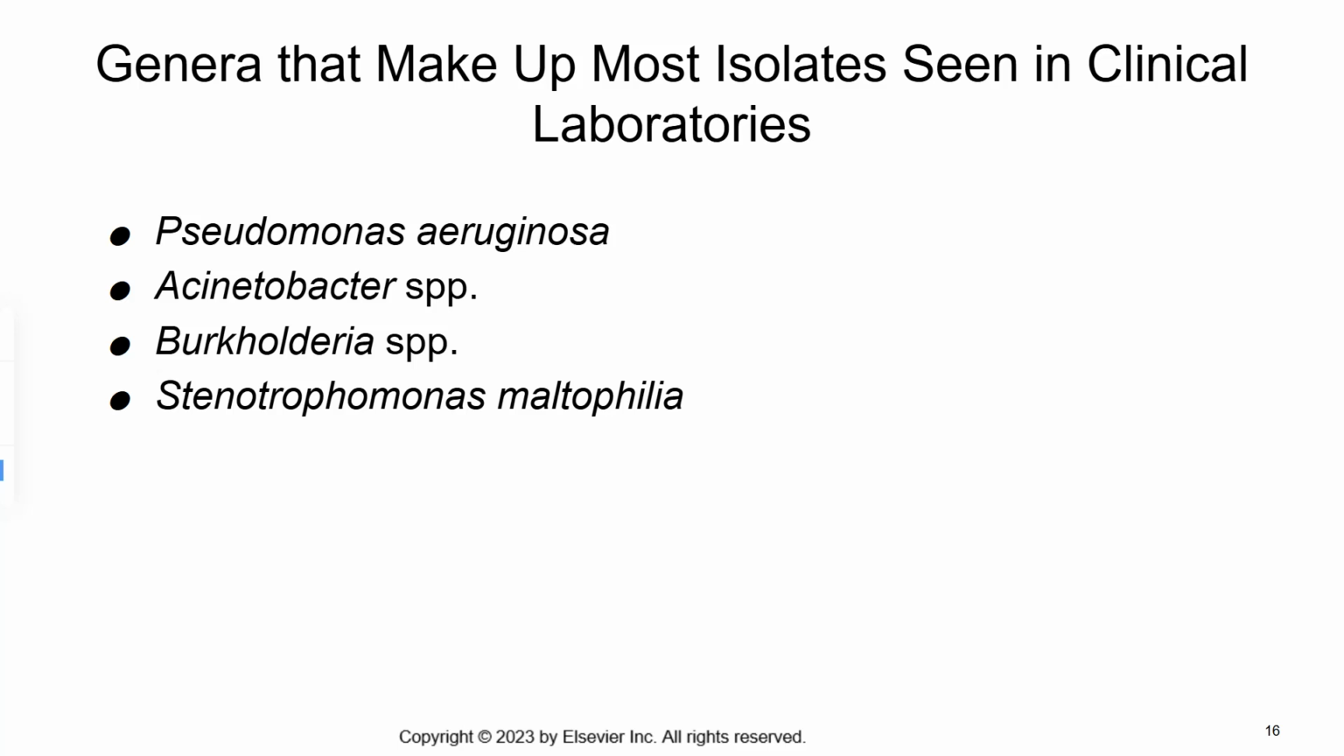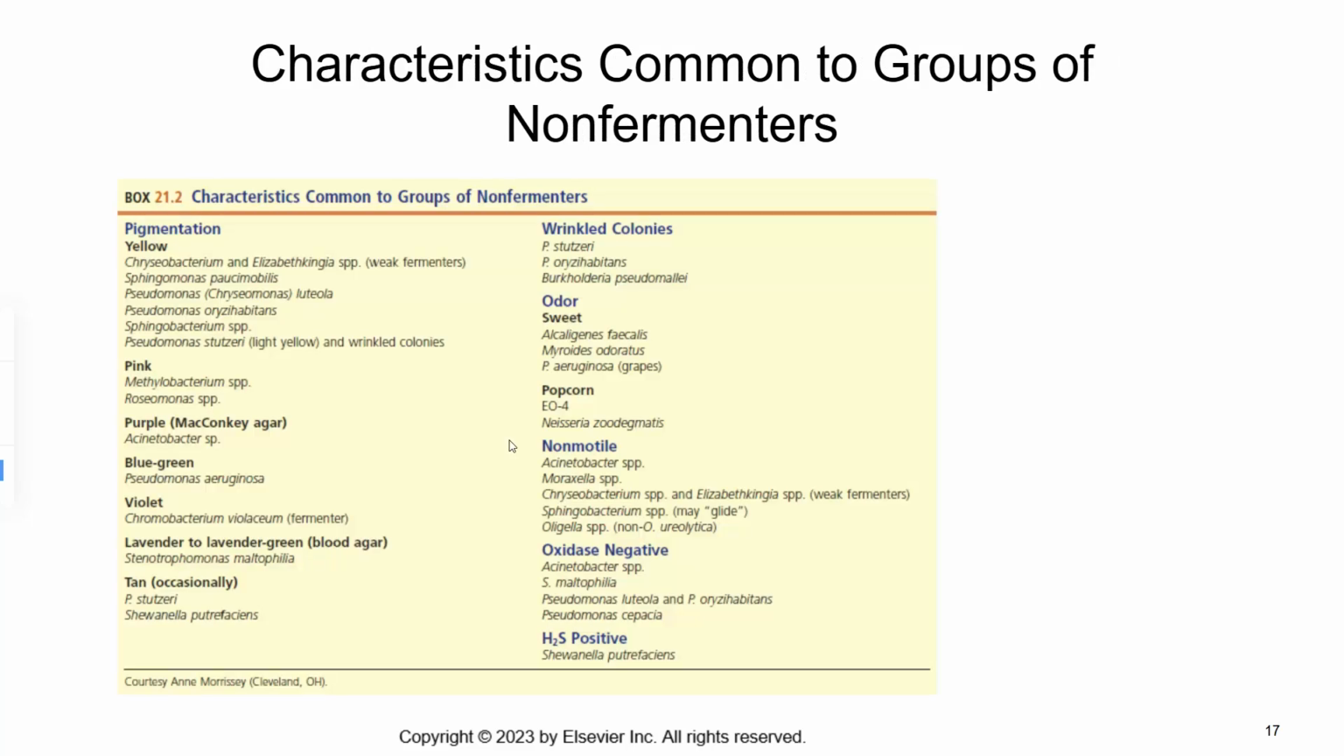Genera that make up the most isolates seen in clinical laboratories would be Pseudomonas aeruginosa, Acinetobacter species, Burkholderia species, and Stenotrophomonas maltophilia. These four species are the basis for one of the lab activities that we do in class. Some general characteristics are listed here, so you can take a look at these and review them.